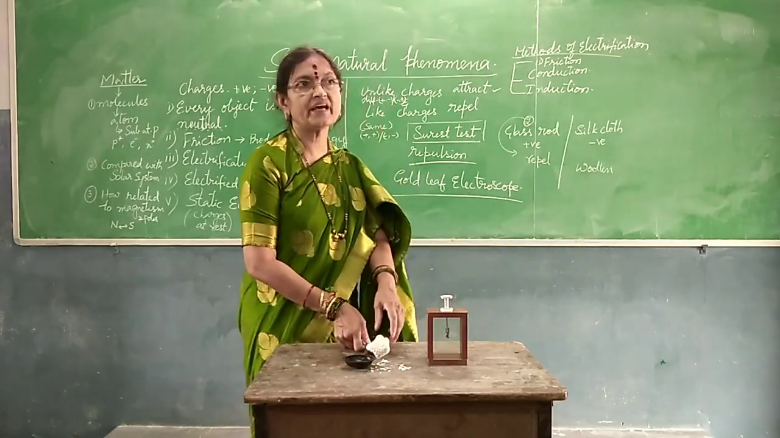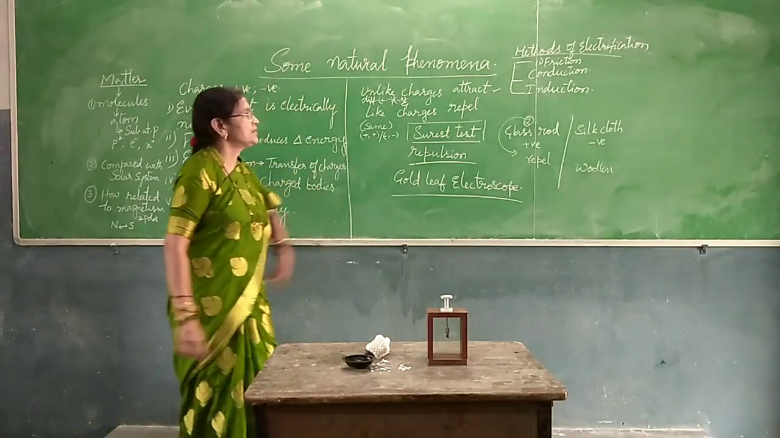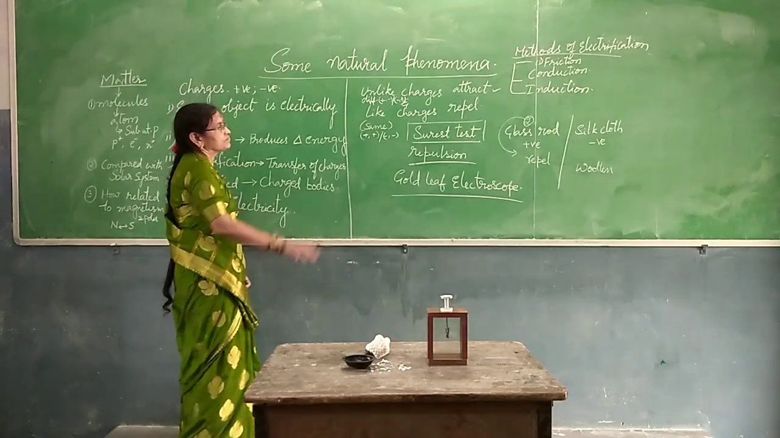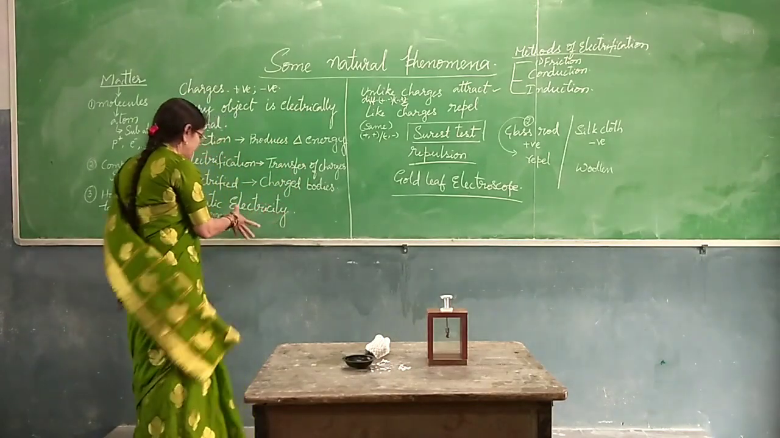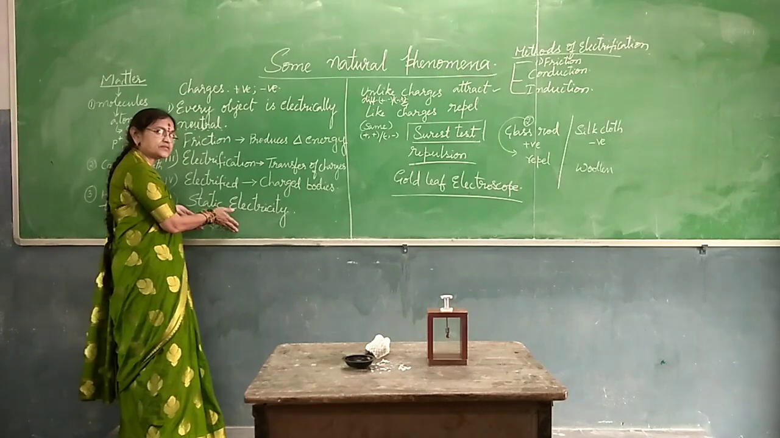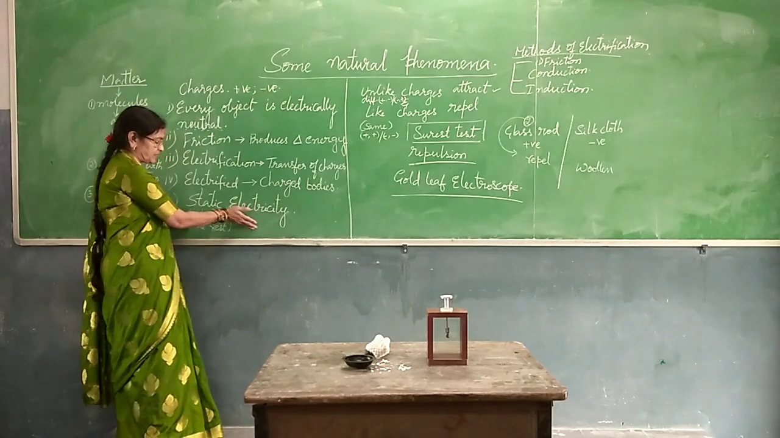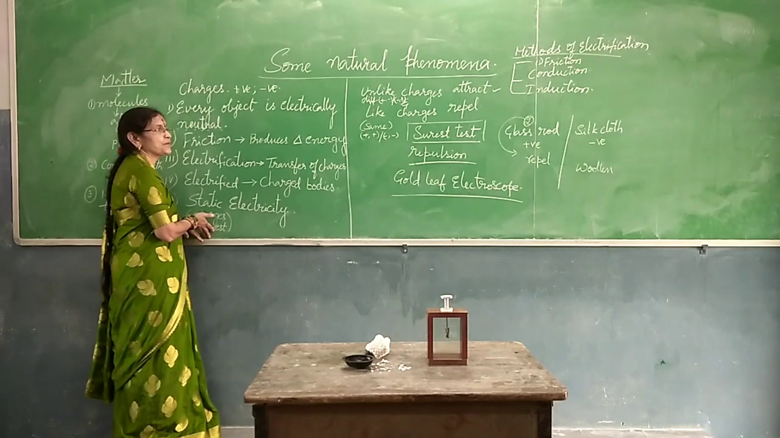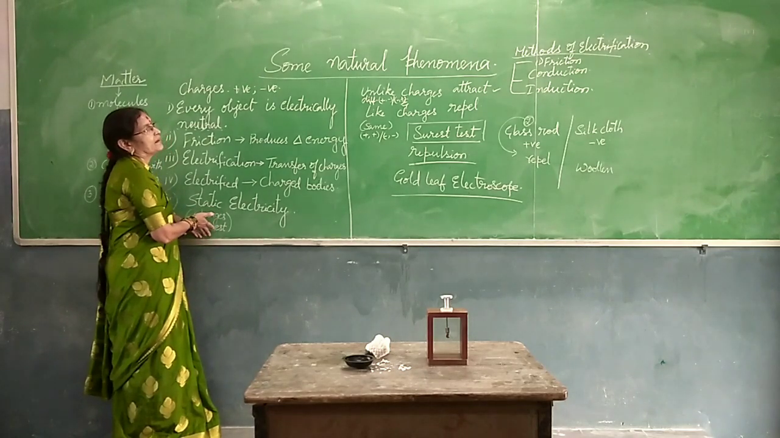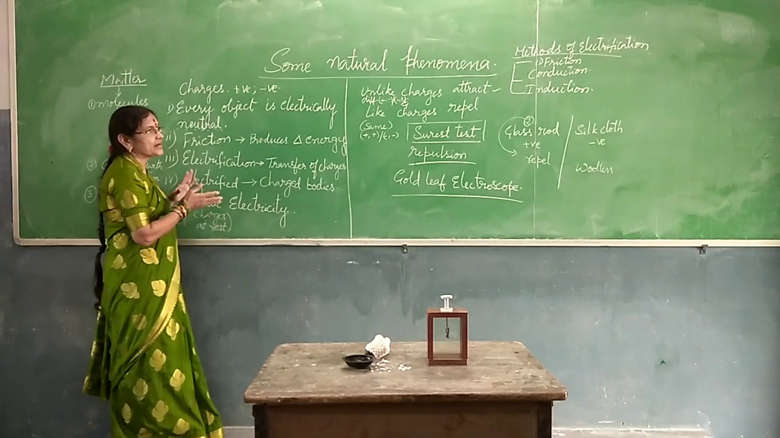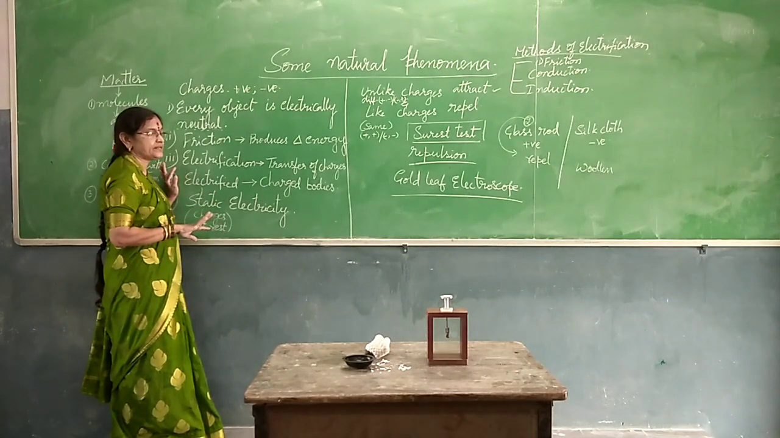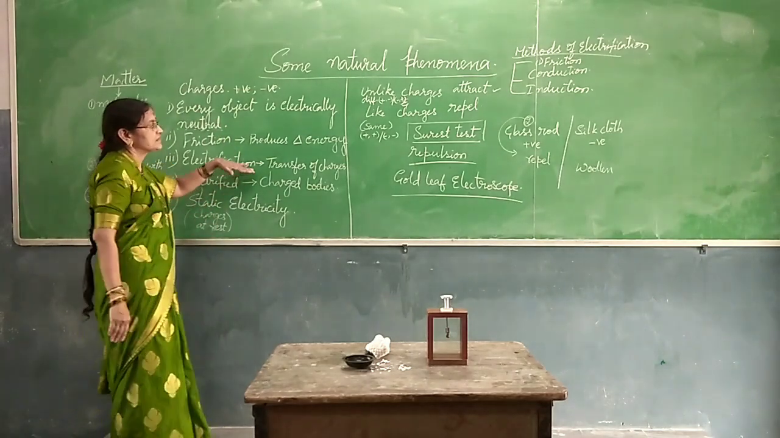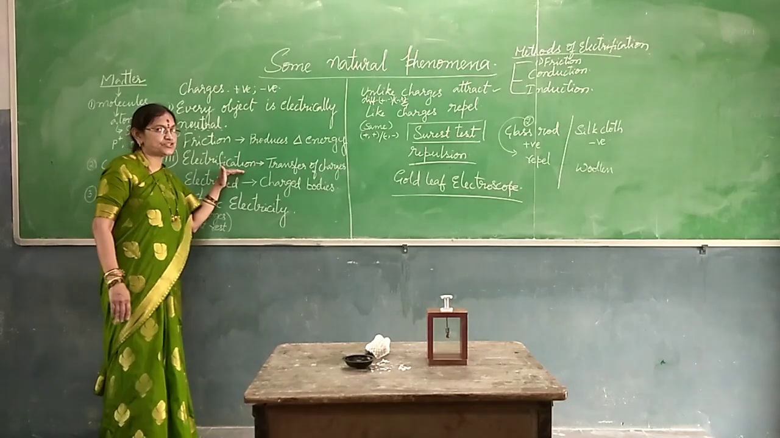So what we have learned today, once again we will see the basic principle of static electricity. What is static electricity? Static electricity is nothing but the electricity produced when the charges are at rest. How will the charges be at rest? Whenever you are rubbing two things against each other, what is occurring? Transfer of charges takes place. This process is known as electrification.